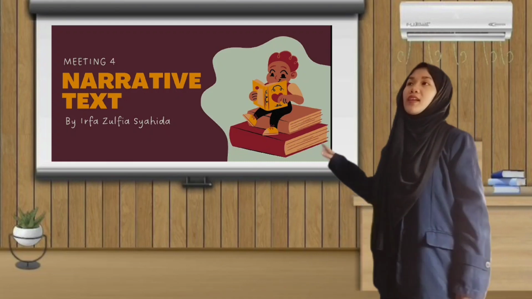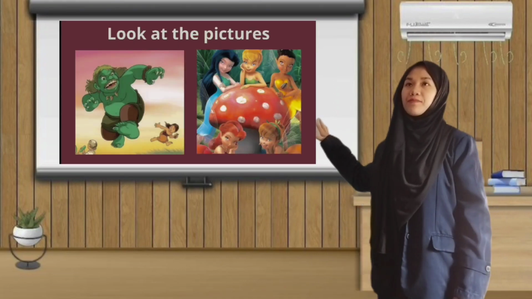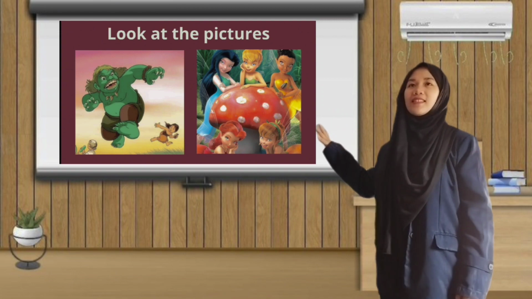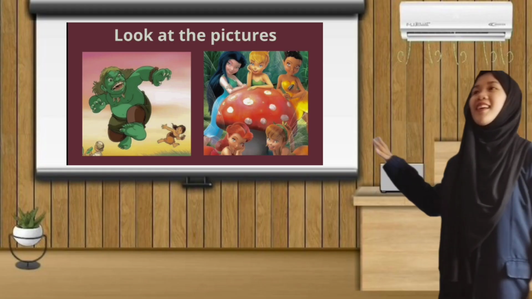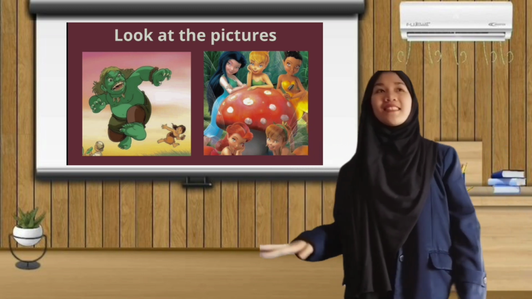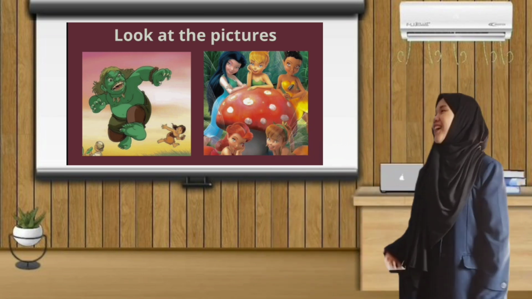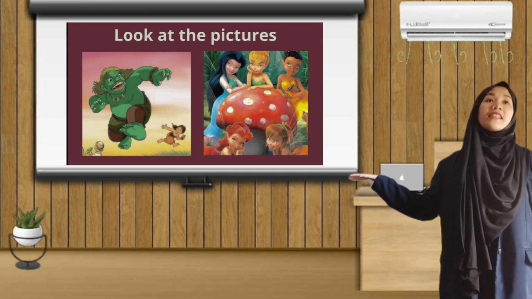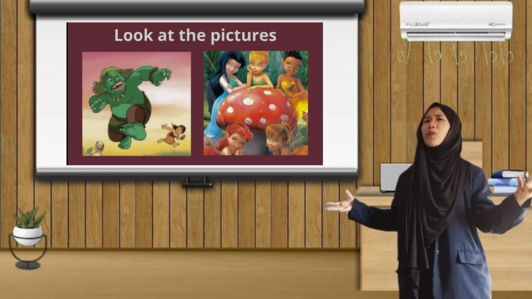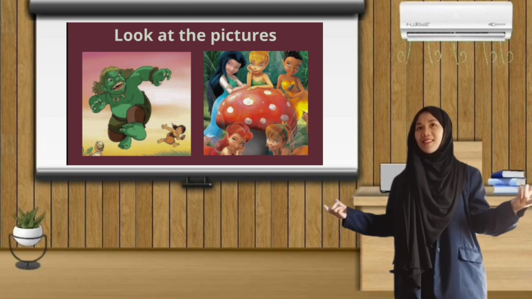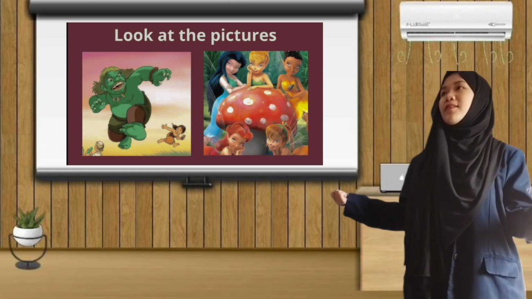Firstly, I want you, class, to look at the picture. What is the picture about? Tinkerbell and Timun Mas, Miss. Yeah, Tinkerbell and Timun Mas. That's right. Okay. These are examples of narrative text. So maybe you, class, can imagine what the narrative texts are about.